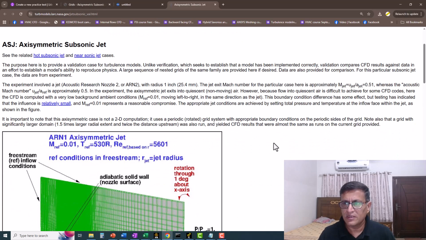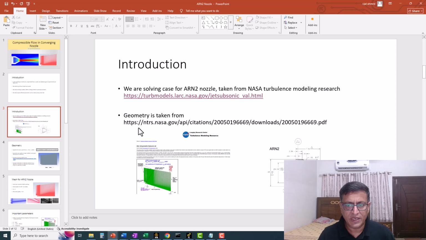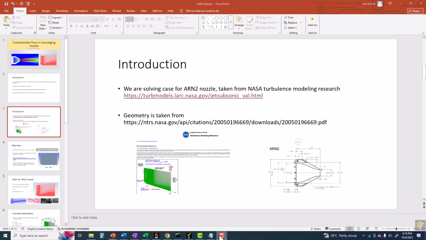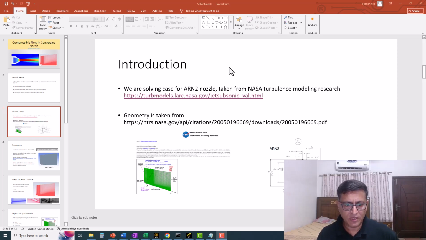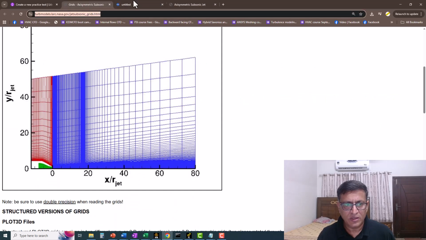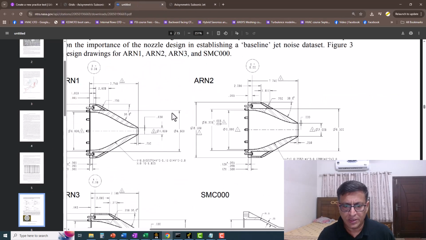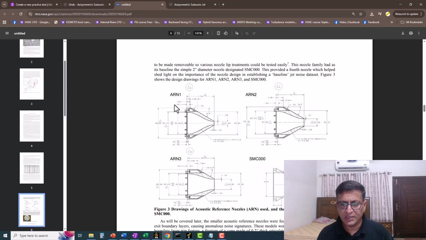Okay, and we have the geometry taken here. The geometry of the nozzle is the ARN2, the aeroacoustics research nozzle 2, and that stands for the aeroacoustics research nozzle number 2. Okay, so the geometry is here. There are 3 to 4 nozzles, ARN 1, 2 and 3, and then SMC 000.